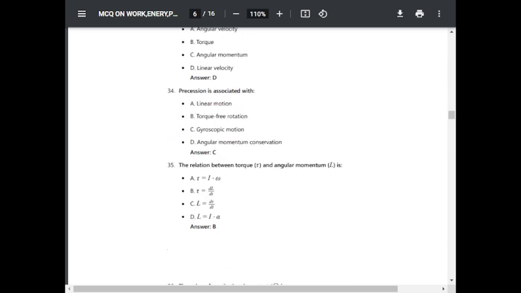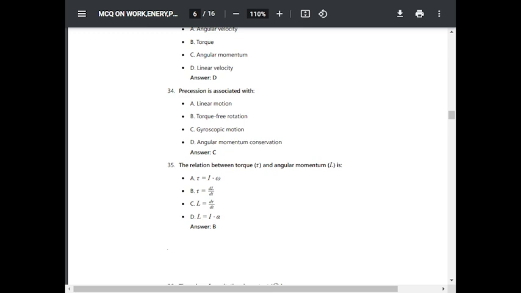Question number 34. The precession is associated with option A, linear motion, option B, torque free rotation, option C, gyroscopic motion, option D, angular momentum conservation. The correct answer is C, gyroscopic motion. The precession is associated with gyroscopic motion.